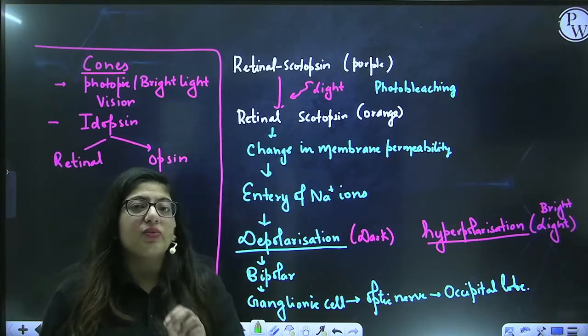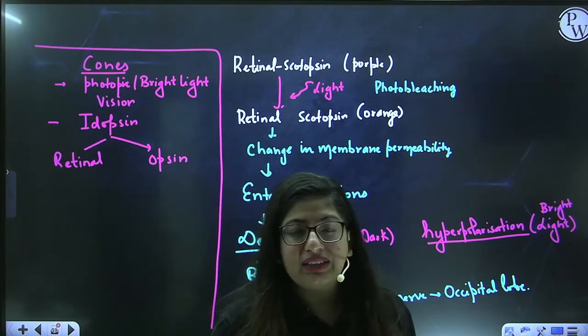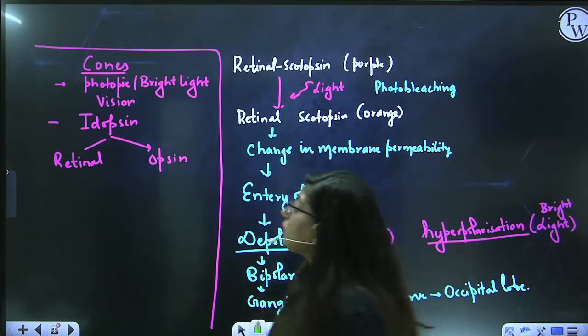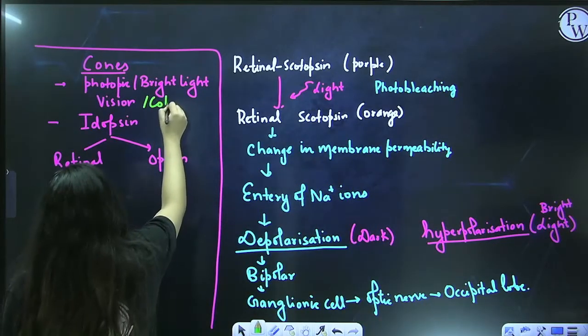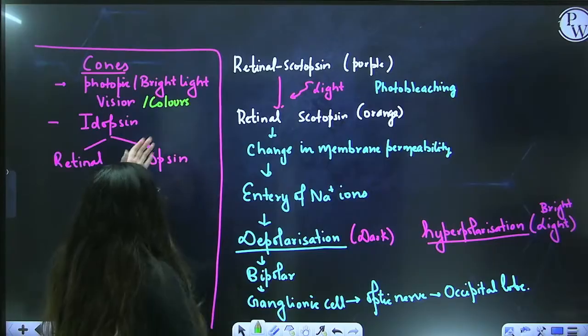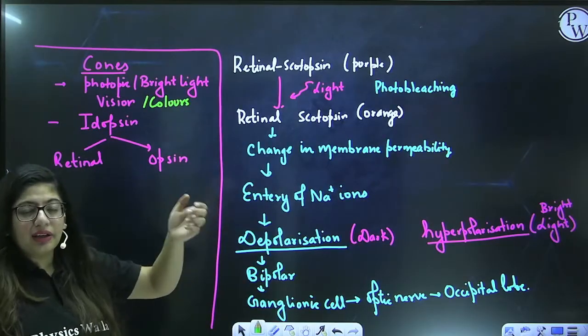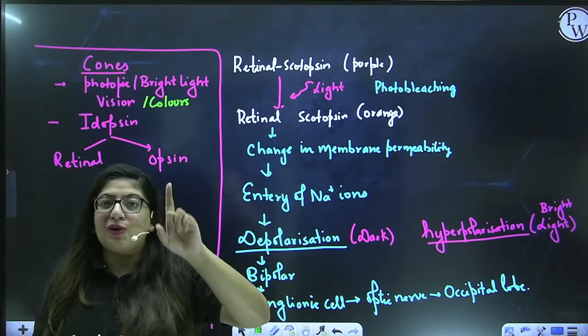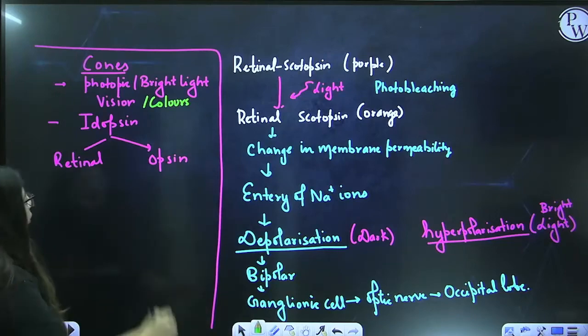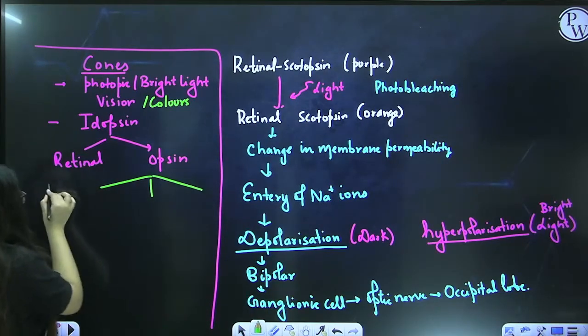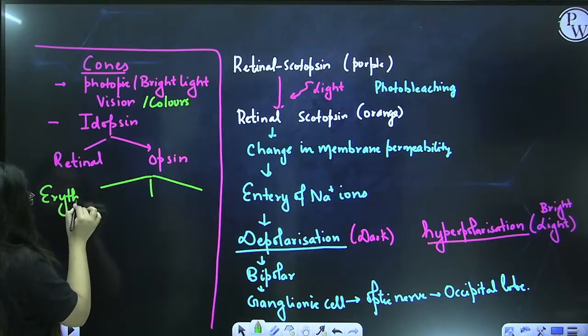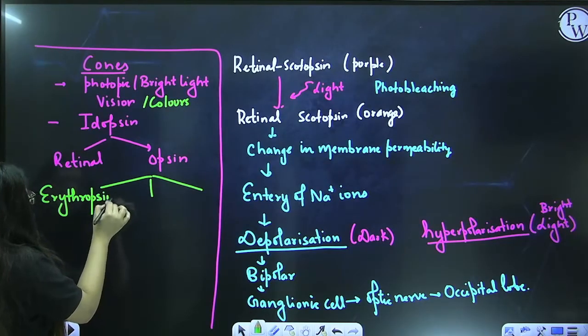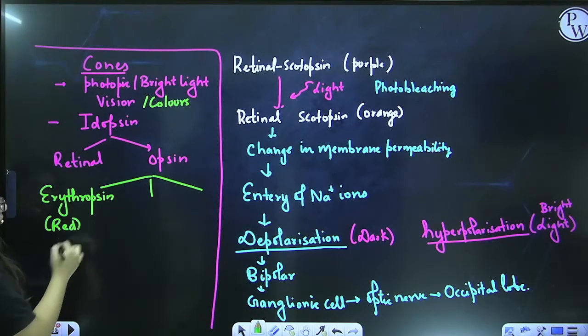So cones not only help you to see in the light, rather they also help you to see colors. So if you are looking at orange, pink, white, black or blue color, this is just because of your cones. Okay, so now your opsins are of three types. One is erythropsin. Erythropsin is for the red pigment or red color.